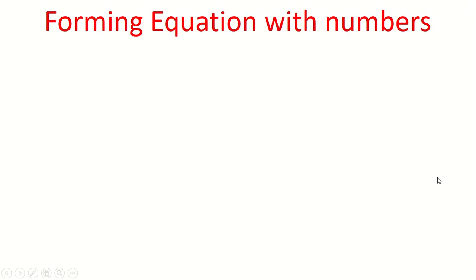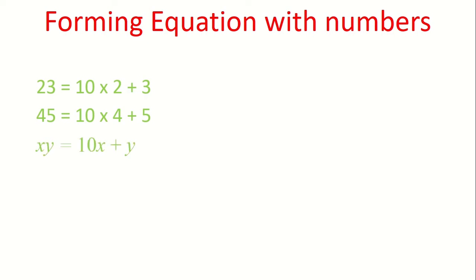So let's move to the next part, which is forming equations with numbers. For example, I have a 2-digit number 23. So I will read this 23 as 10 multiplied by 2 plus 3. If the number is 45, I will read this as 10 into 4 plus 5. If the number is xy, where the units digit is y and the tens digit is x, I will read this as 10x plus y. Similarly, yx, which is the reverse of xy, is nothing but 10y plus x.